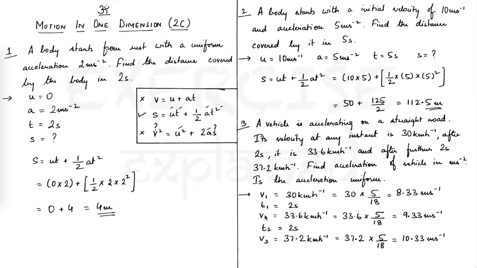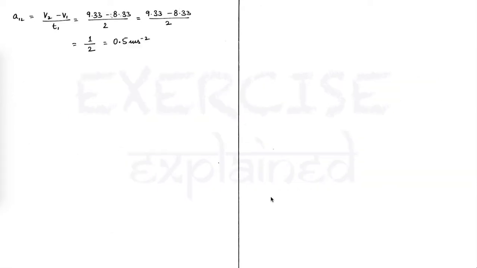Now we would be finding acceleration for each case. So for the first acceleration, we would be finding v2 minus v1 divided by the time taken, t1. v2 happens to be 9.33, v1 happens to be 8.33, divided by 2. That gives me 1 divided by 2, because 9.33 minus 8.33 gives 1, so 0.5 meter per second square.